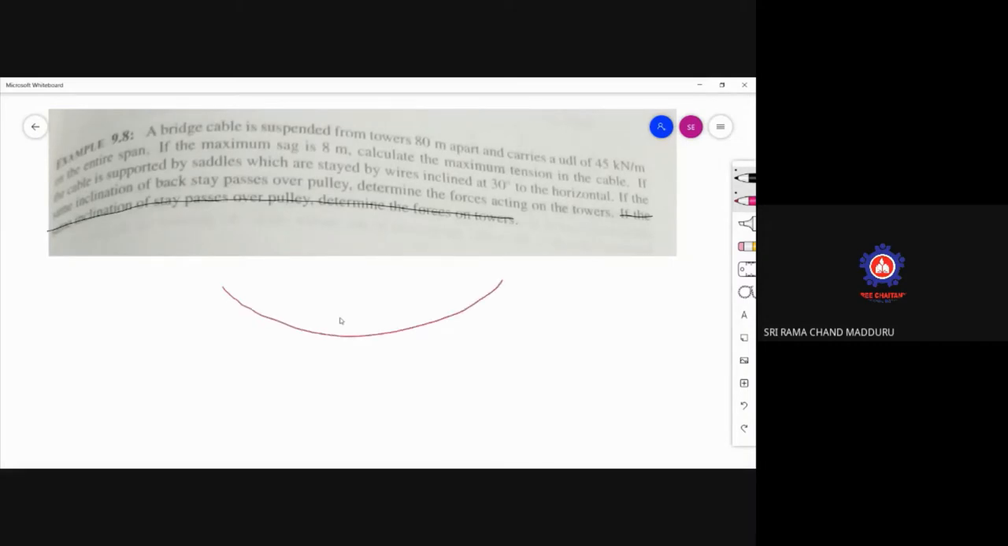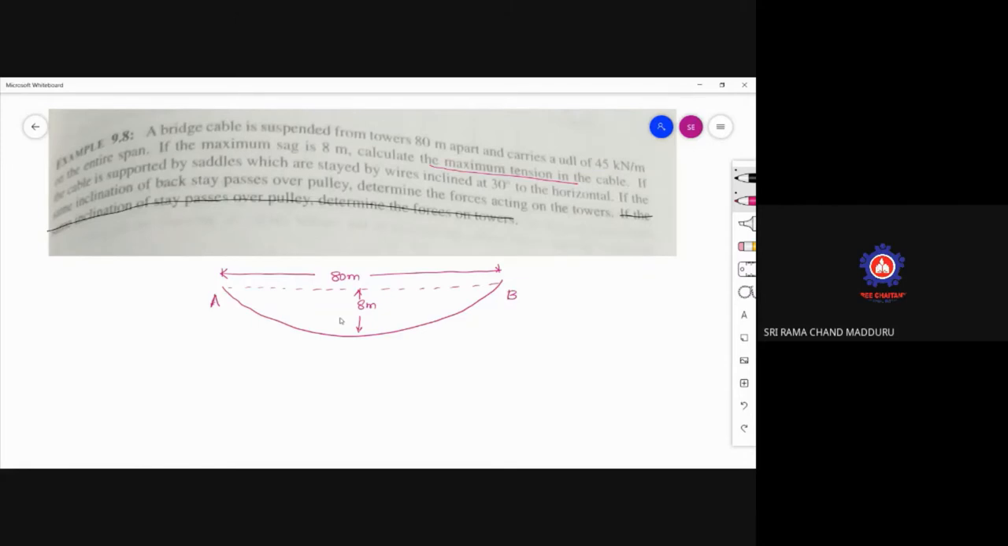This distance is 80 meters. Now, support A, support B. The maximum sag is this distance, which is 8 meters. And now, they are asking you to calculate the maximum tension in the cable.